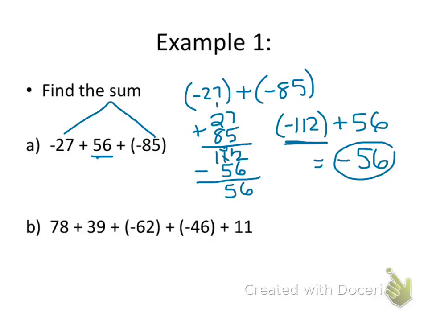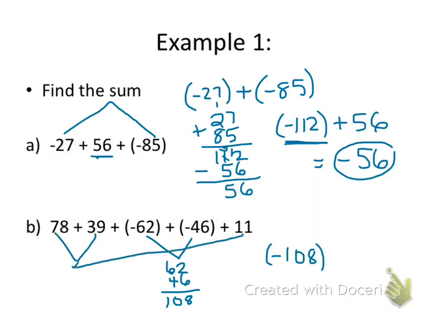In the next problem, I have 78 plus 39 plus -62 plus -46 plus 11. So I have some positive forces and some negative forces, and I have to group them all together. So these are the negative forces. I want to add together 62 and 46 to get 108. Okay, so I have an integer that is -108.